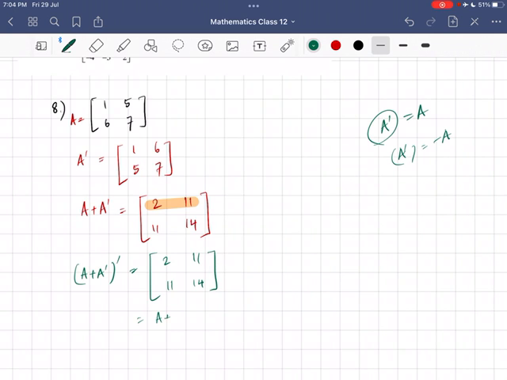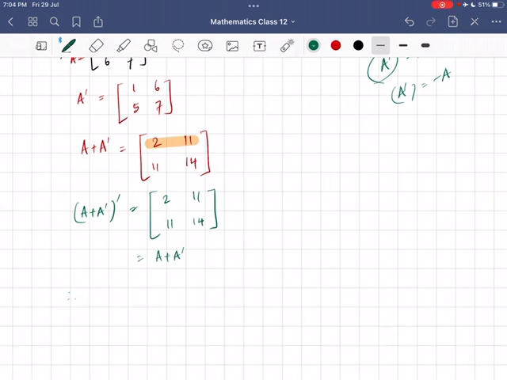So I'm going to write, since A plus A transpose whole transpose is equal to A plus A transpose, A plus A transpose is a symmetric matrix.